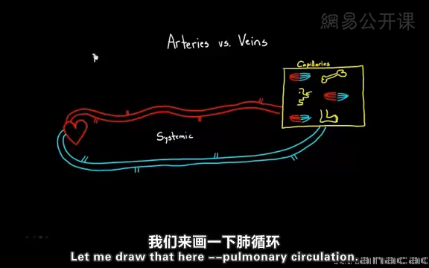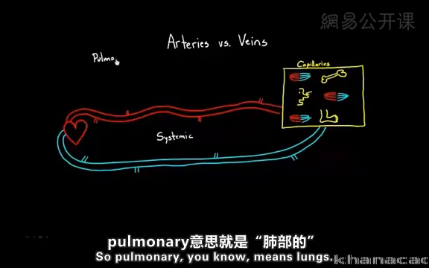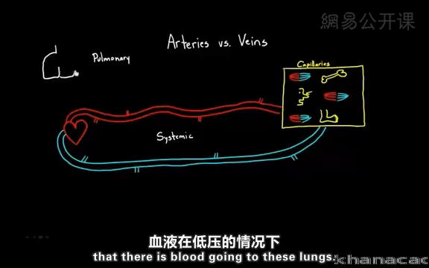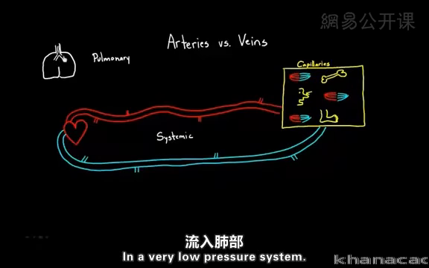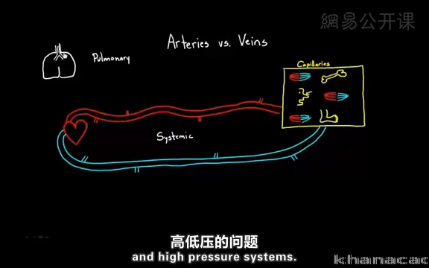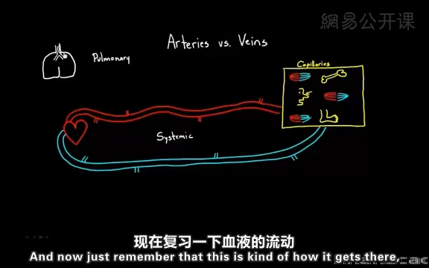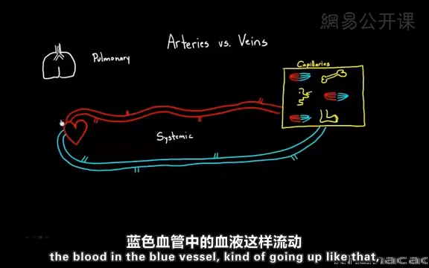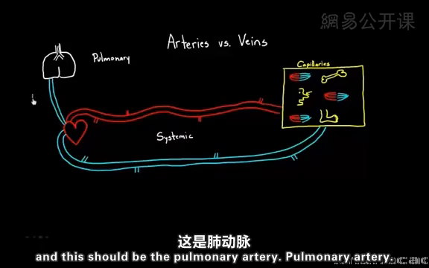So what does that look like? Let me draw that out here. Pulmonary circulation. So pulmonary means lungs. And I've shown you previously in another video that there is blood going to these lungs in a very low pressure system. So we talked previously about low pressure and high pressure systems, and now just remember that this is how it gets there. You have the deoxygenated blood, the blood in the blue vessels, going up like that. And this would be the pulmonary artery.